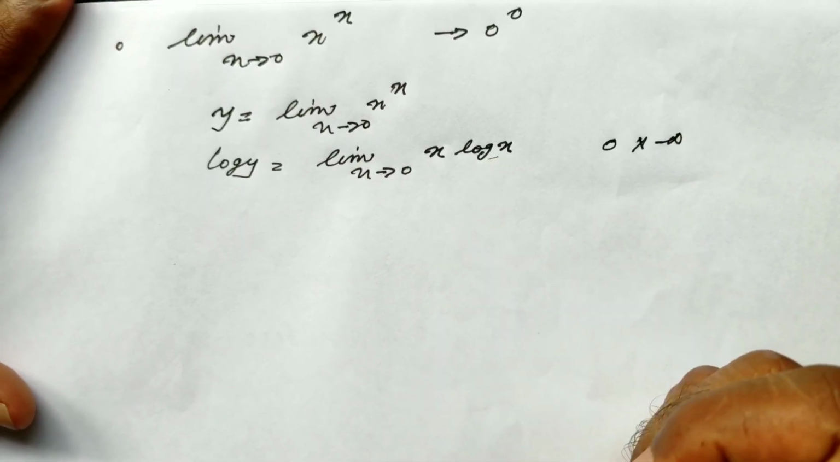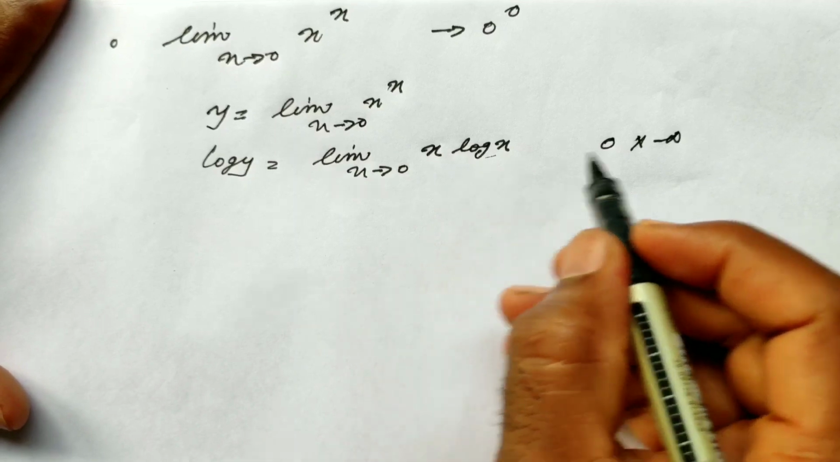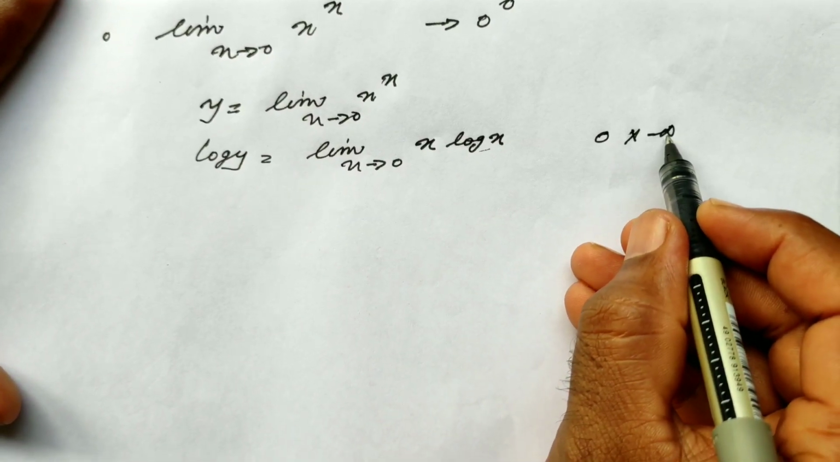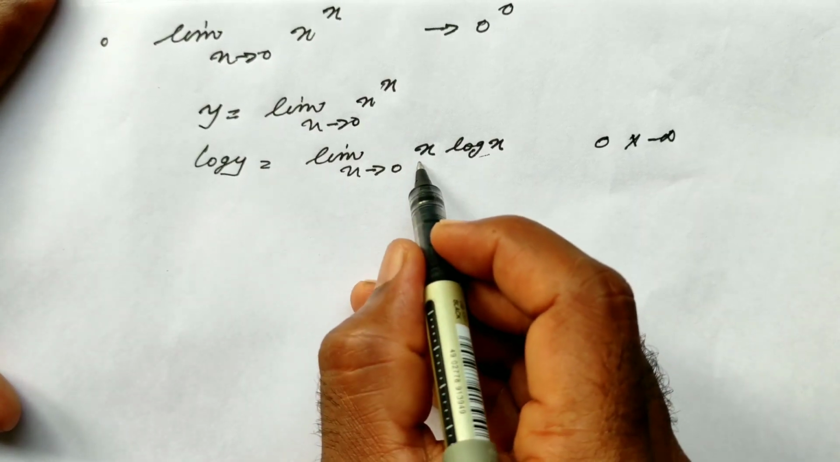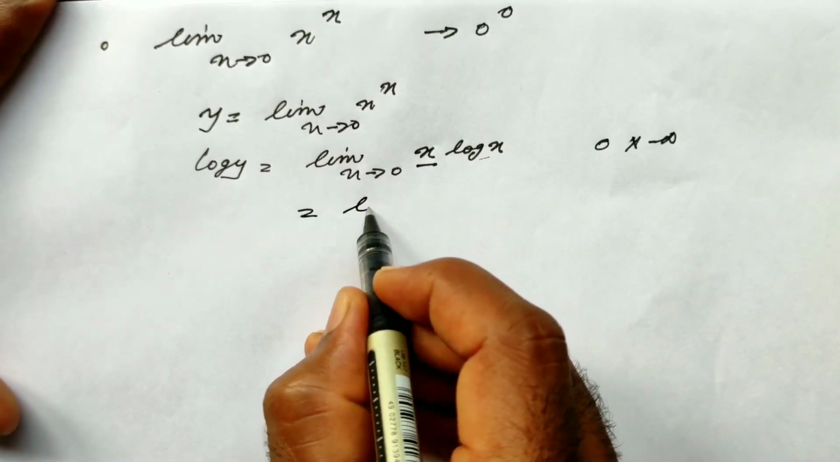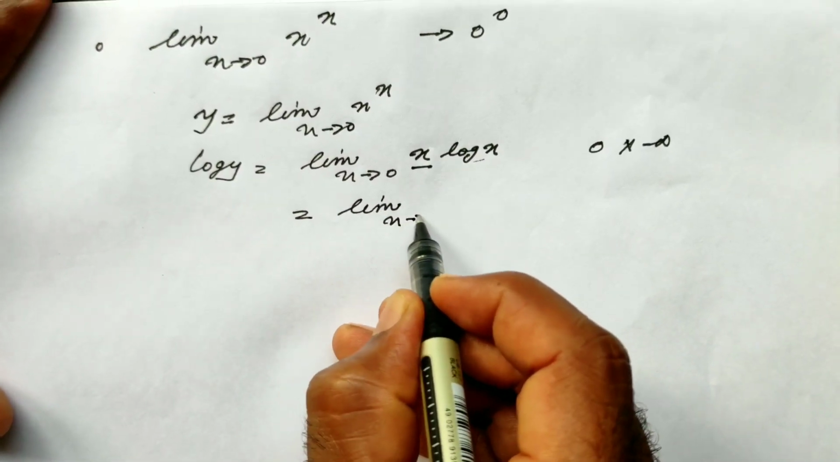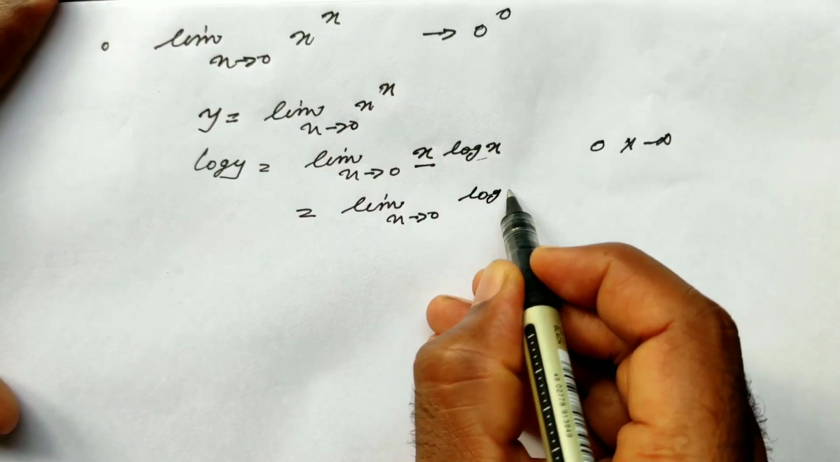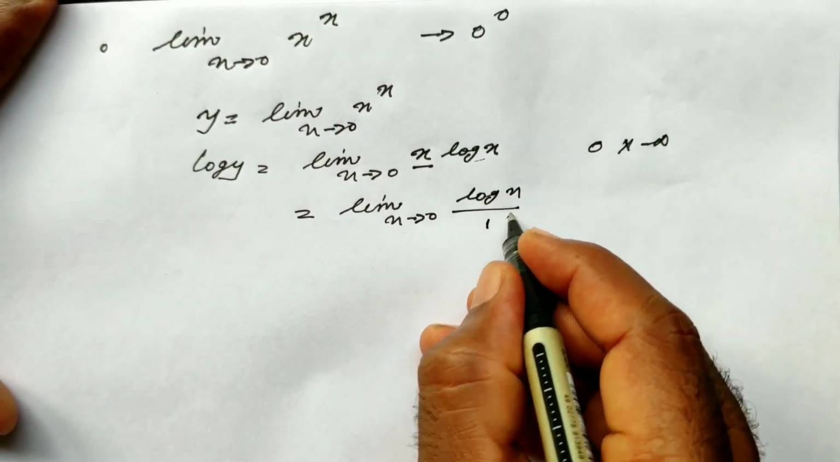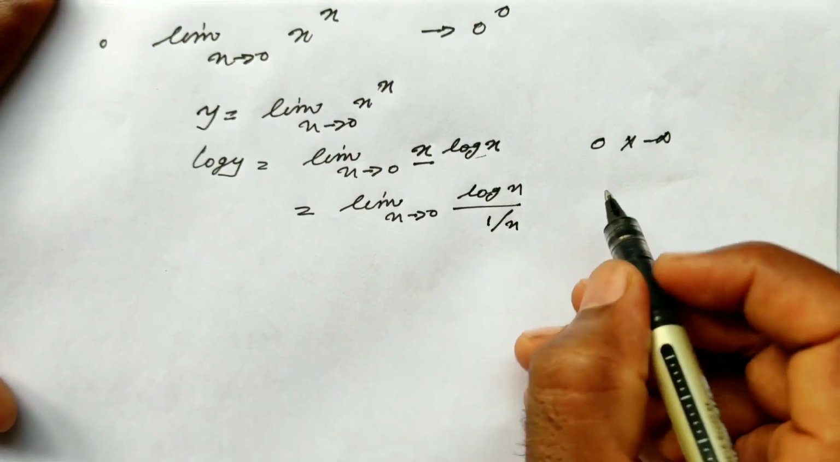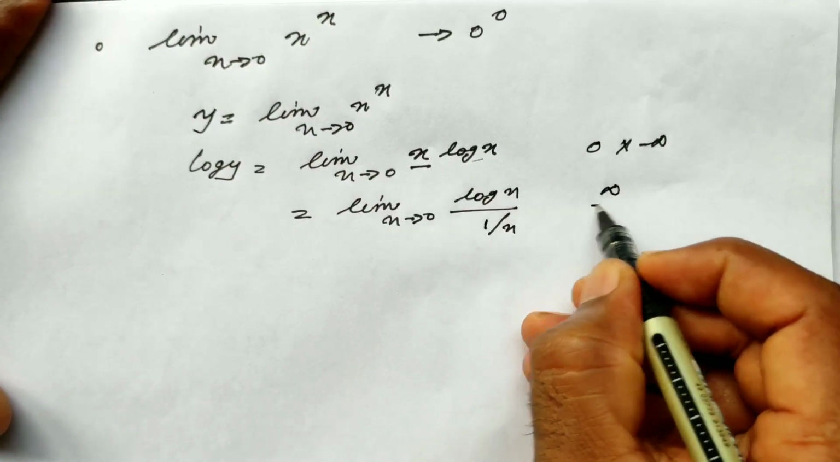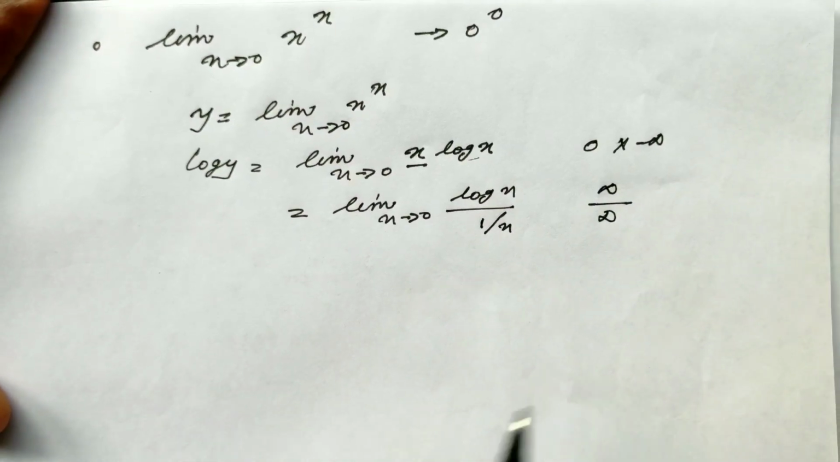And it is in the form 0 into minus infinity. We know log 0 is minus infinity. So to convert into infinity by infinity form, I am taking this x to the denominator, that is limit x tends to 0 log x divided by 1 by x. Now it is in the form infinity by infinity, therefore we are eligible to apply L'Hospital rule here.